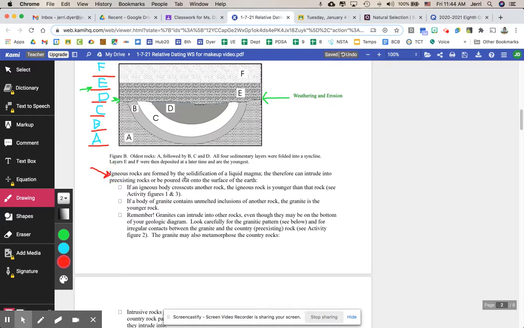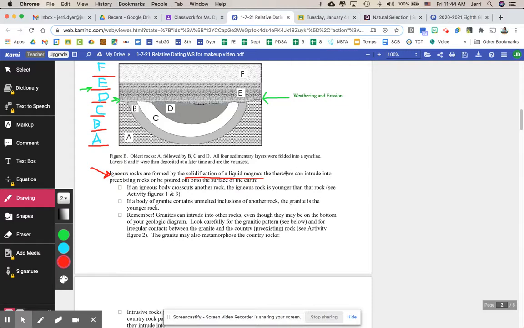So they are formed by the solidification of a liquid magma. And usually when we're talking about igneous rocks in this context, we're tending to talk about liquid magma solidifying. So we're talking about what's happening underneath the surface. Sometimes that'll come to the surface, become lava, but generally what we're talking about is inside the earth, where you have maybe a magma chamber that solidifies.